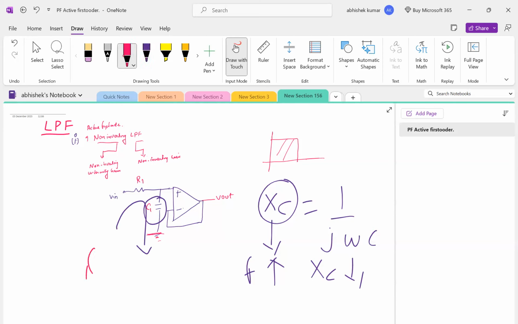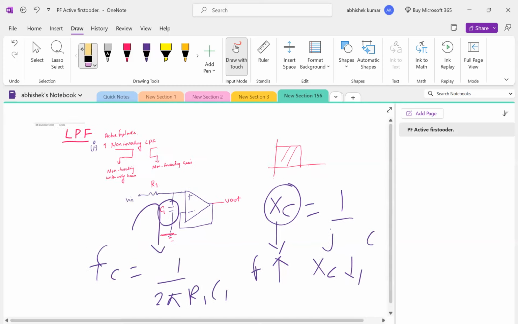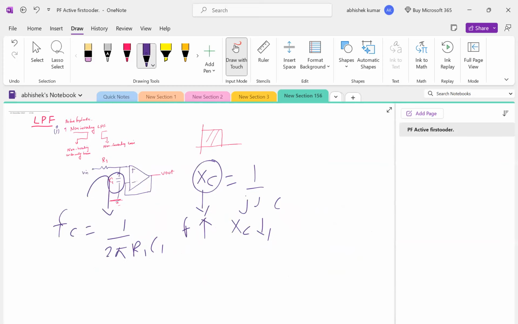And its frequency is 1 by 2 pi R1C. Any doubt? This j omega c, that is the impedance of the capacitor. That is known as impedance, and that is known as reactance.